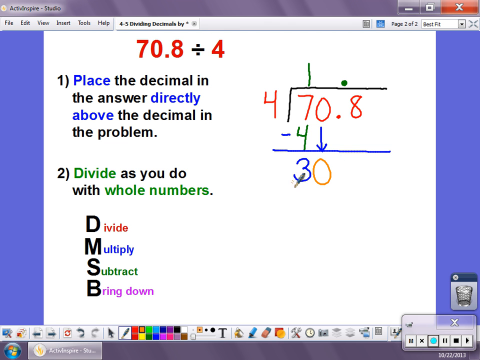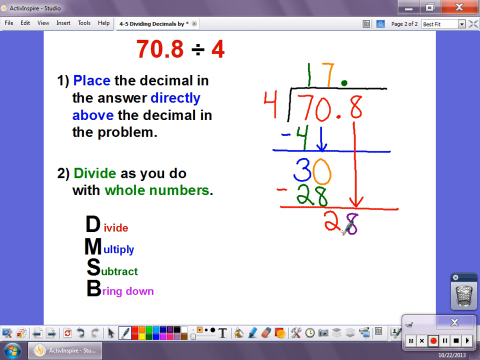How many times can 30 be divided by 4? Well, 30 can be divided by 4 7 times. 7 times 4 is going to be 28. So I write that down, and now I'm going to subtract. 30 minus 28 is 2. Now I'm going to bring down this number. I'm almost done here. I have 28.